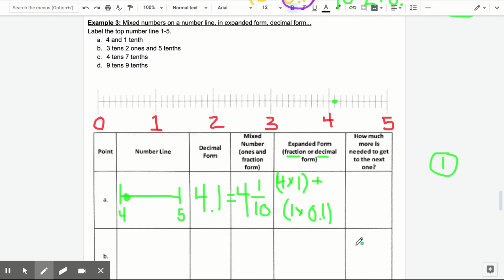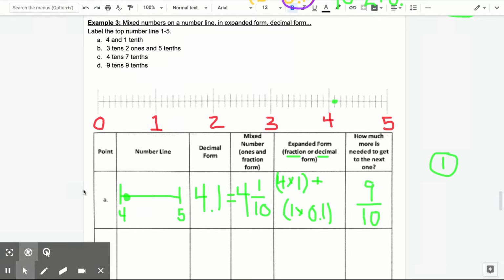Okay, now looking at this, my next question is how much more is needed to get to the next whole? So I'm between 4 and 5. So if I come back up to my top number line, I would see that I could jump 1, 2, 3, 4, 5, 6, 7, 8, 9 more tenths. So that means I am 9/10 away from the next whole. Which makes sense because if I took my 4 1/10 and added 9/10, I would get to 5 wholes.